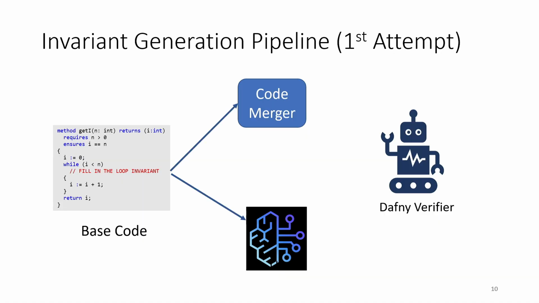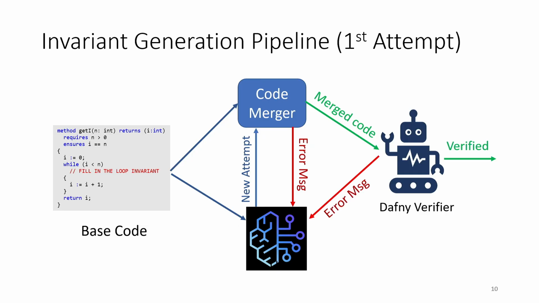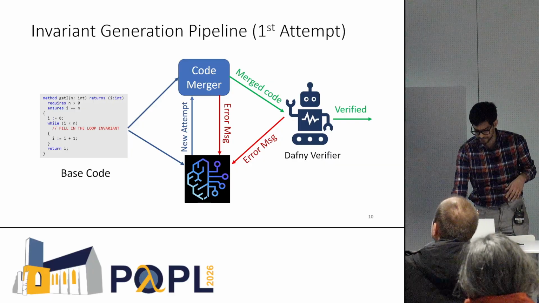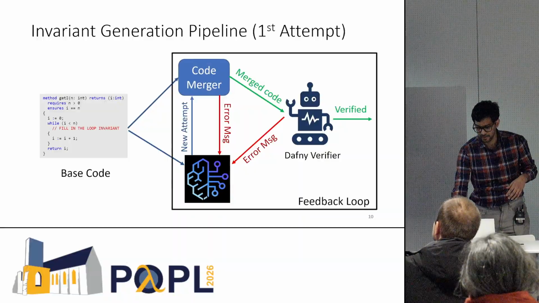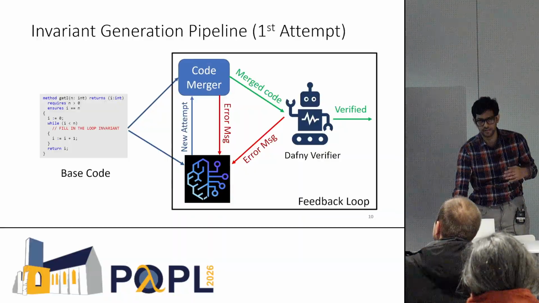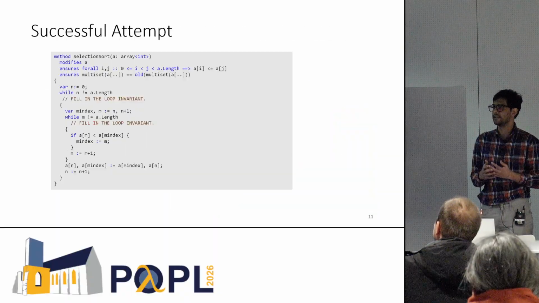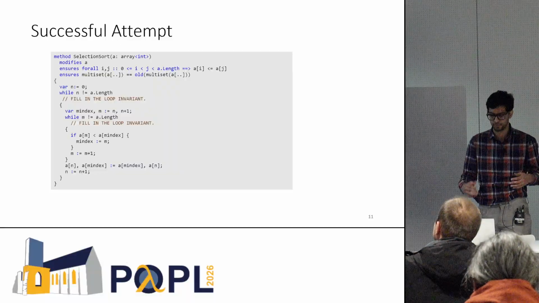So essentially, given a base code, we generate the annotated code with the LLM and pass it to the code merger. If it fails, we return the error message and retry again. And if the merge is successful, only then we move to the Dafny verifier. And if it is verified, we stop there. Otherwise, we retry again with the error message. Now I'll be reviewing both the successful attempts and the failure cases to further improve the pipeline.